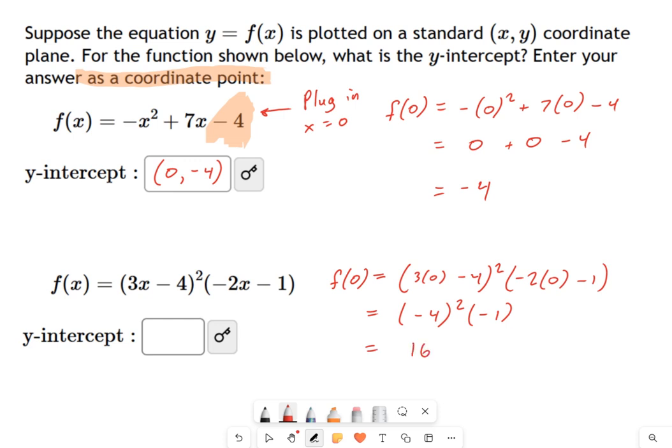Which becomes 16. That's a positive 16. Remember that negative 4 times negative 4, two negatives make a positive. So that's 16 times negative 1. Well, that's just negative 16. Okay? And we write it the same way in coordinate form, 0, comma, negative 16.